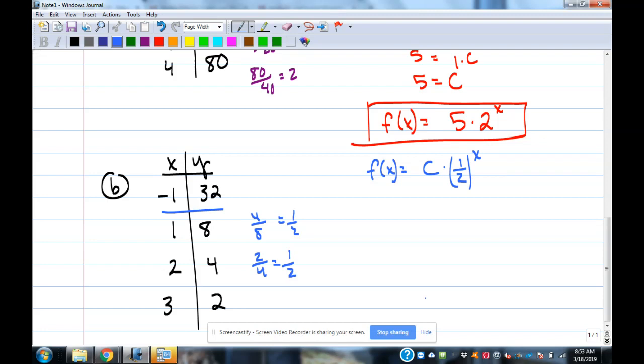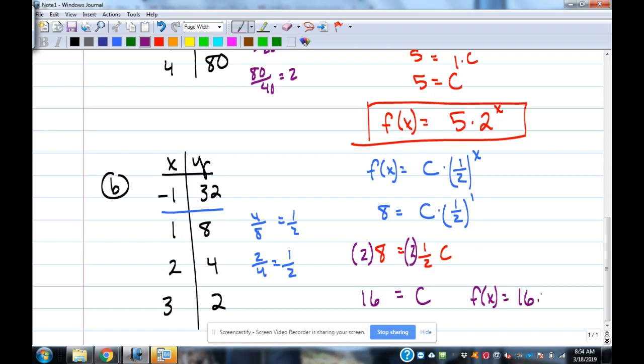So we pick an ordered pair to plug in. It doesn't matter which one you pick. I usually like to use x being 0 or x being 1, whichever one I have. I have an x being 1, so I'm going to use 1 as an x and 8 as the y. So 8 equals c times 1/2 to the first power, which is really easy to work out. It's 1/2. And then solve it for c. So multiply by 2, and we see that the ordered pair that Hunter told us about is 0, 16. So our initial value was 16. So f of x equals 16 times 1/2 to the x power.